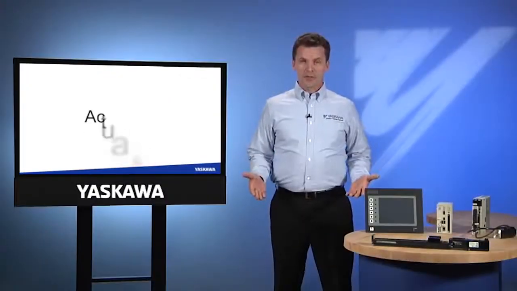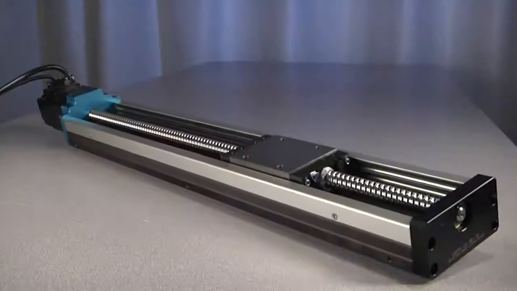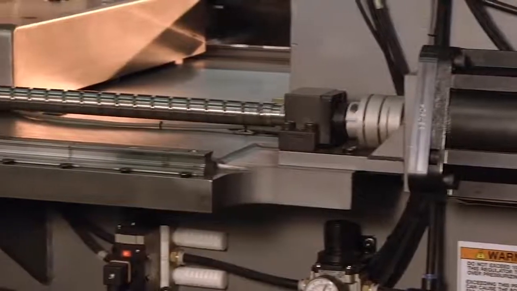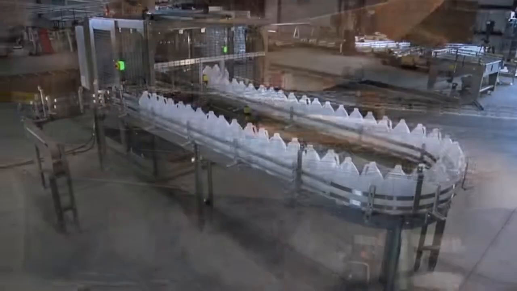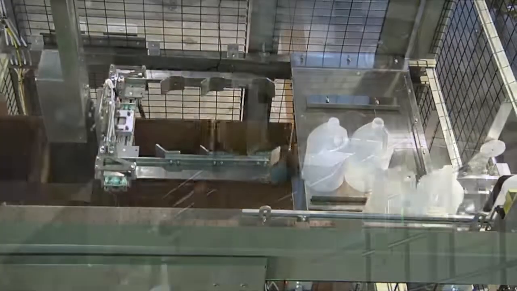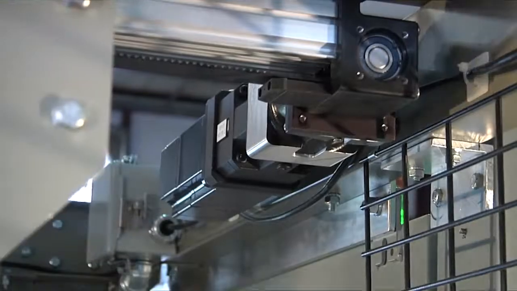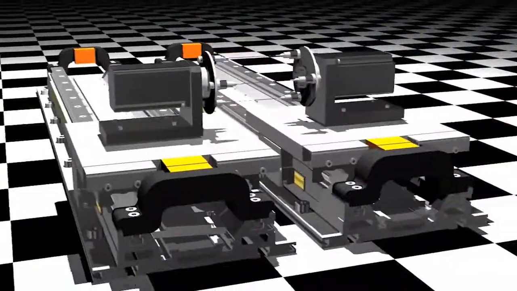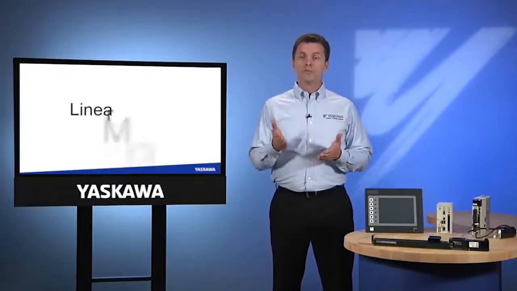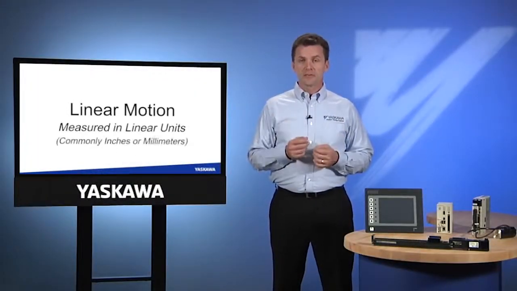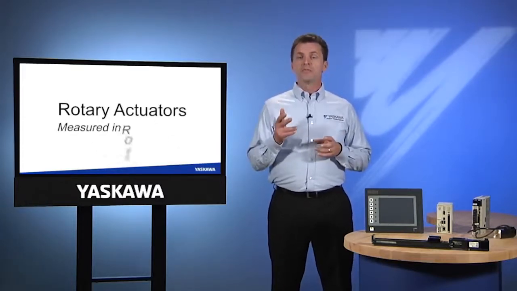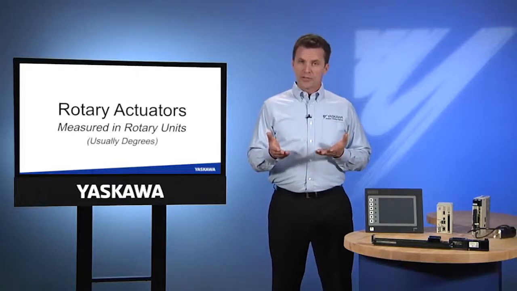Up to now, in our discussion of components, we have focused on linear actuators. They are common. They're also the easiest to understand. But there are many other types of mechanisms used in industrial automation. We can put the whole range of mechanisms in 2 categories: those producing linear motion and those producing rotary motion. For linear motion, the movement is defined in linear units, commonly inches or millimeters. A rotary actuator defines movement in rotary units, usually degrees.